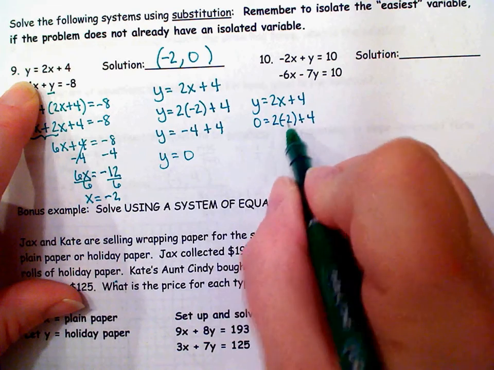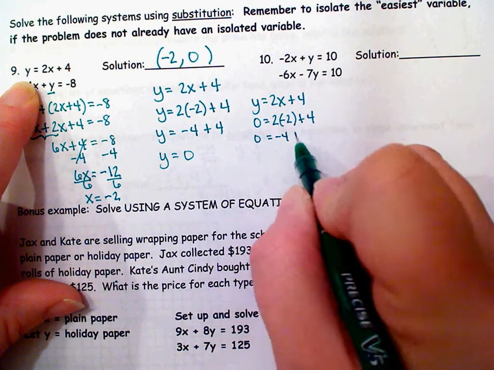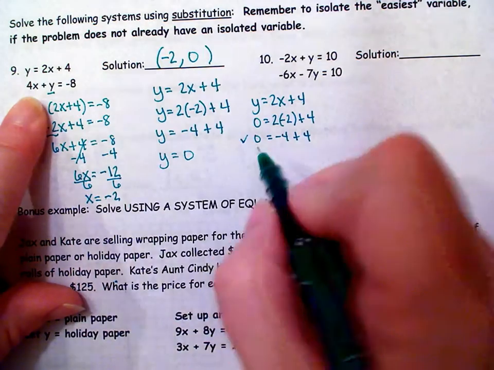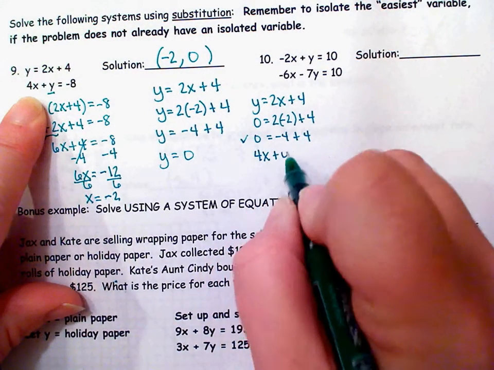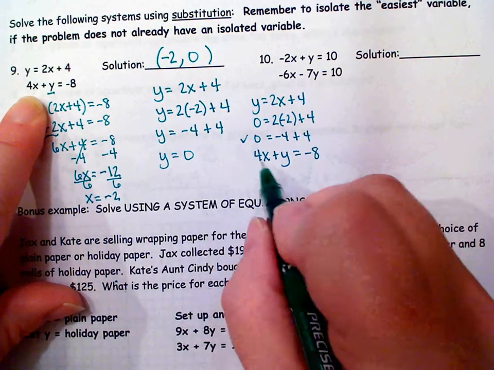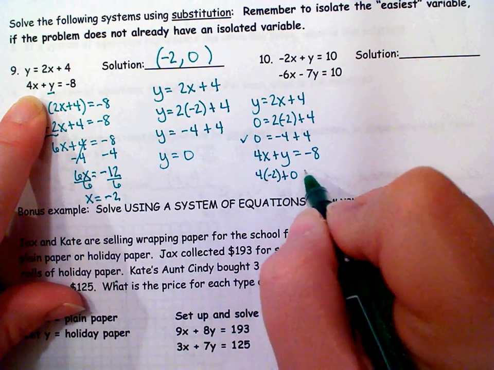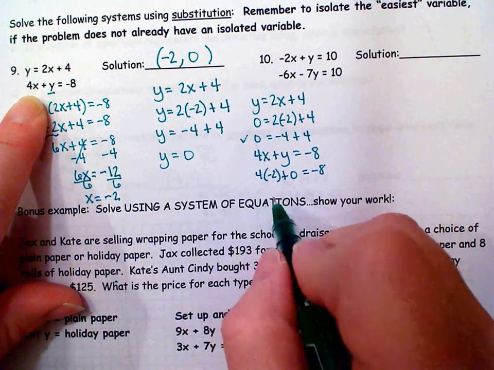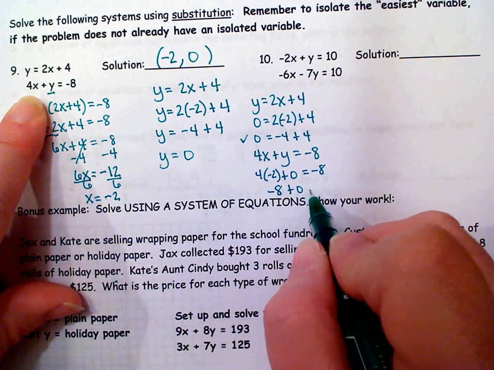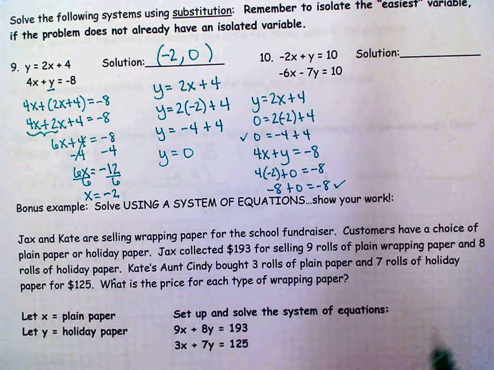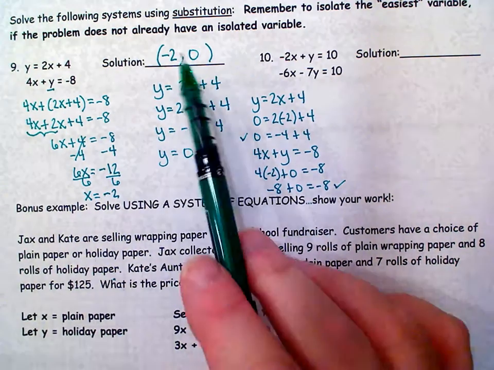2 times negative 2 is negative 4. And negative 4 plus 4 is equal to 0. My second equation, 4x plus y equals negative 8. I'm replacing x with negative 2, y with 0. 4 times negative 2 is negative 8. Negative 8 plus 0 is still negative 8. So since it works in both equations, I feel good about my answer.